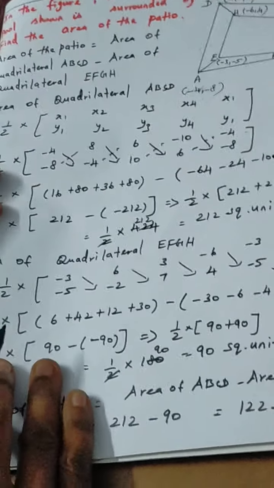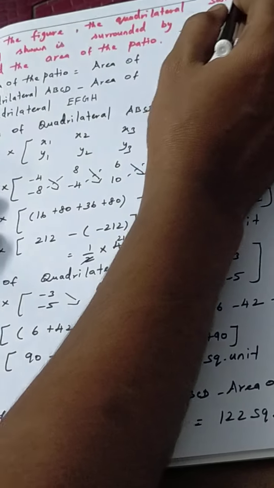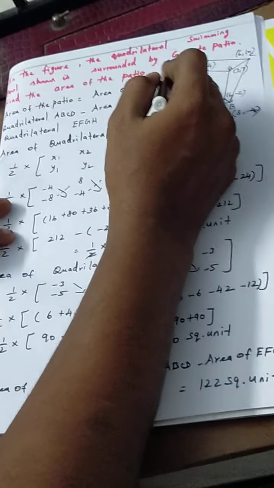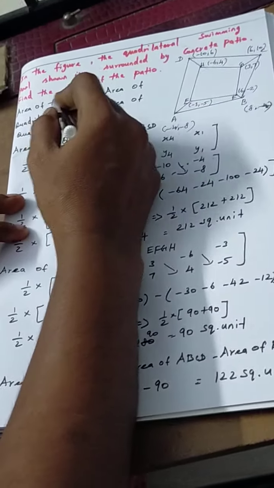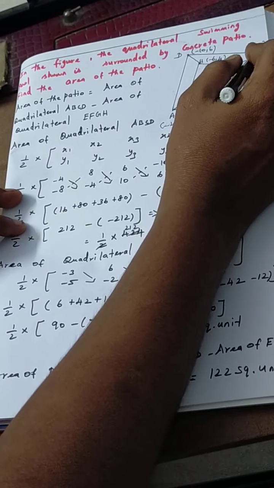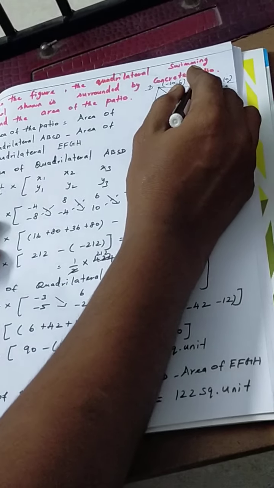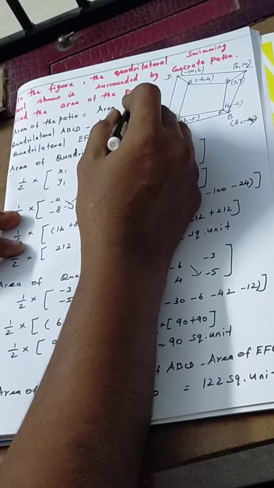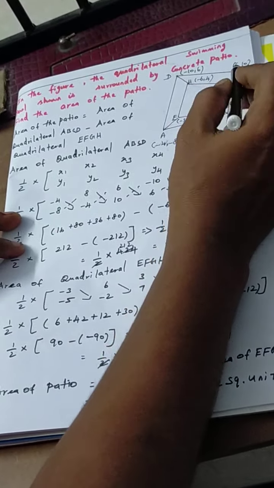9th question. In the figure, the quadrilateral swimming pool shown is surrounded by concrete patio. Find the area of the patio. Patio means the concrete outside floor only is mentioned as the patio. So find the area of the shape, a quadrilateral shape only given.